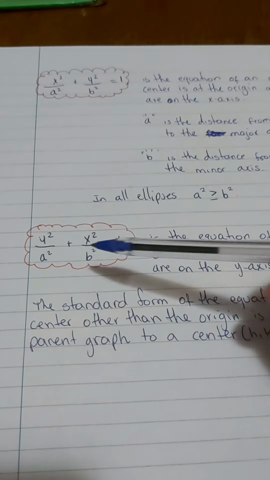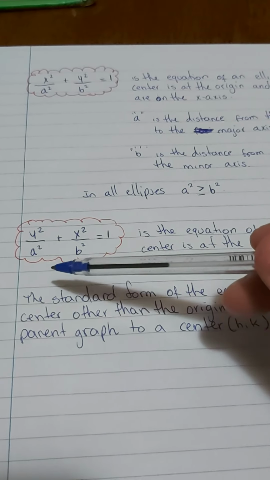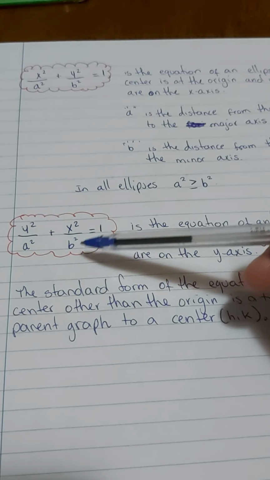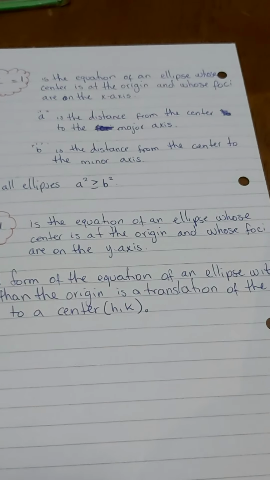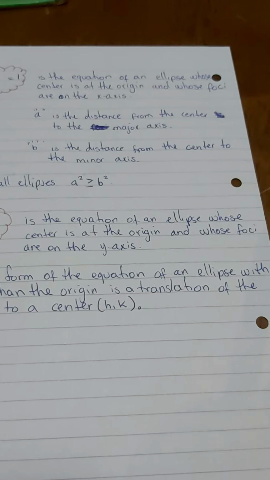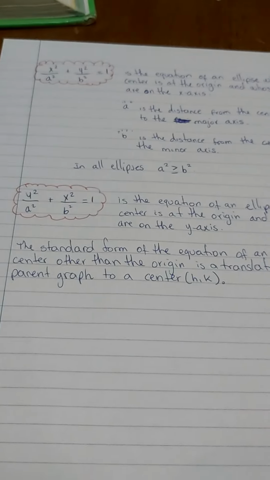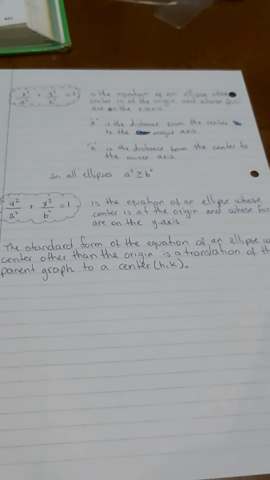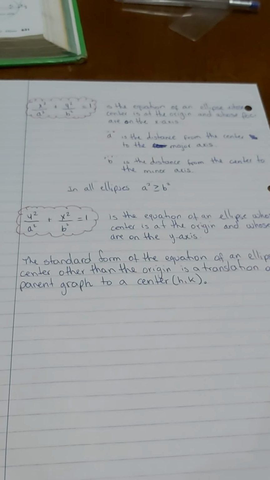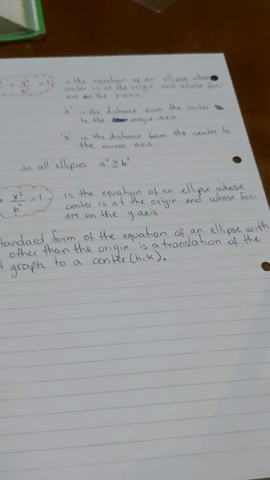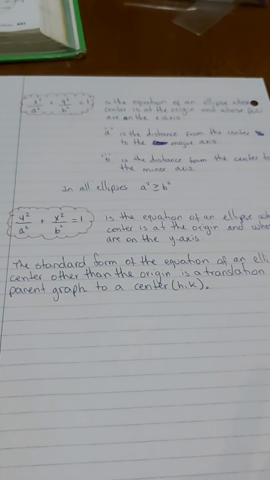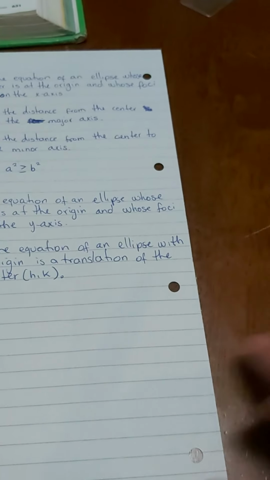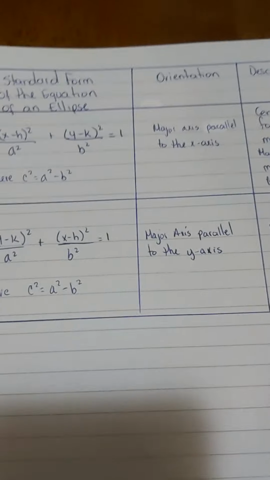Now, the equation y squared over a squared plus x squared over b squared equals 1 is the equation of an ellipse whose center is at the origin and whose foci are on the y-axis. Now, the standard form of the equation of an ellipse with center other than the origin is a translation of the parent graph to a center (h, k). Now, it is very important for you guys to have this chart or this table on a separate piece of paper.